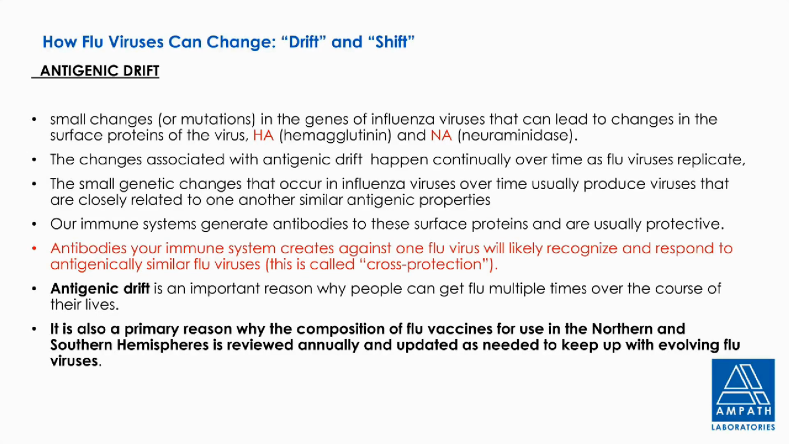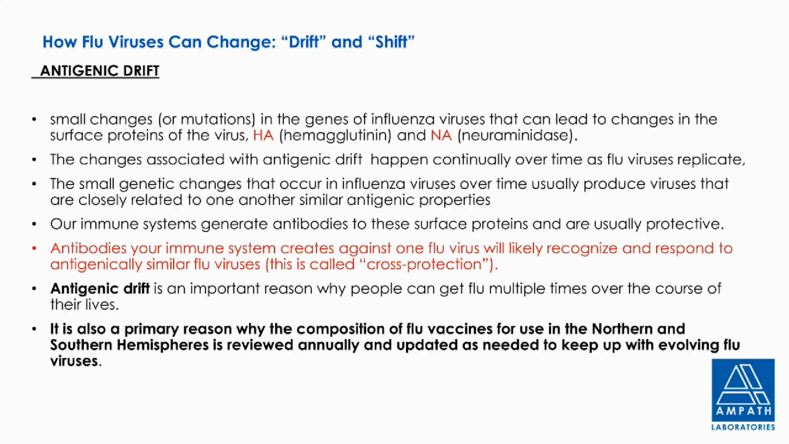Okay. So drift speaks to the small changes or mutations in the genes of your influenza viruses, and that leads to changes in your surface proteins that I mentioned. These changes associated with the antigenic drift happen continually over time. So they're continually happening as the flu virus replicates.